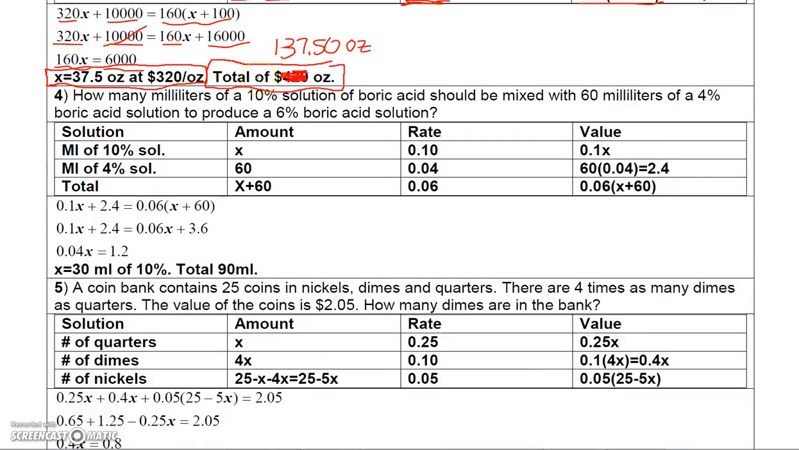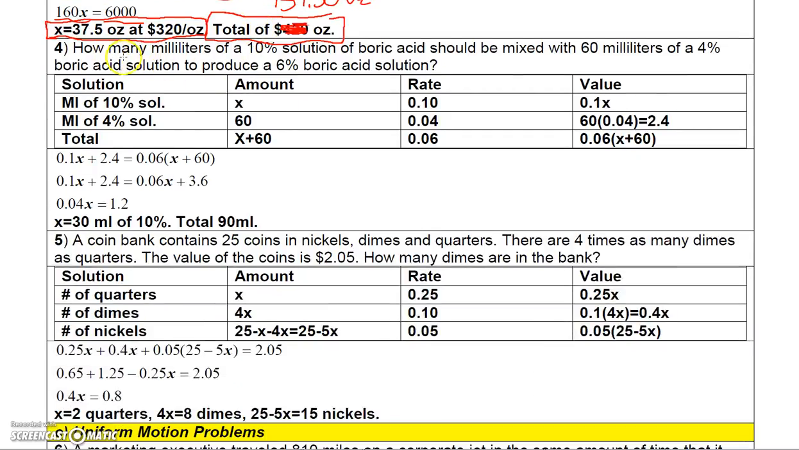All right, let's do another one here. It says how many milliliters of a 10% solution of boric acid should be mixed with 60 milliliters of a 4% solution of boric acid to produce a 6% boric acid solution. Okay, so this is pretty much the same as the one I just did. We know we have a 10% solution, and that's the unknown, so that's going to be X. We know that of the 4% solution, we're doing 60 milliliters. I didn't write the units, but it's milliliters.